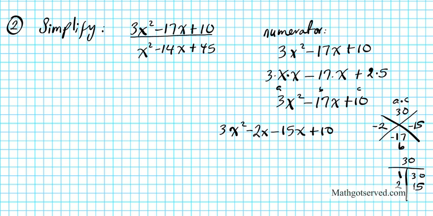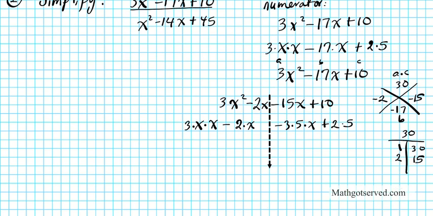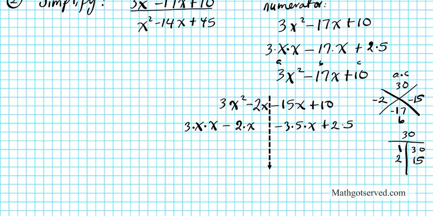Alright, now we have a polynomial with 4 terms, and we can now break it down and factor by grouping. Alright, so from the first, we're going to break them all down. We have 3 times x times x, minus 2 times x, minus 3 times 5 times x, plus 2 times 5. There you have it. Now let's factor from the first two, we can take out an x. Oops, underlined the wrong thing, we take out an x.